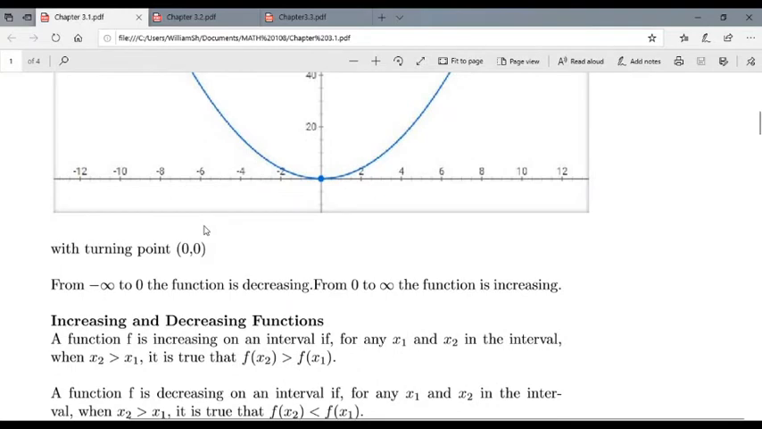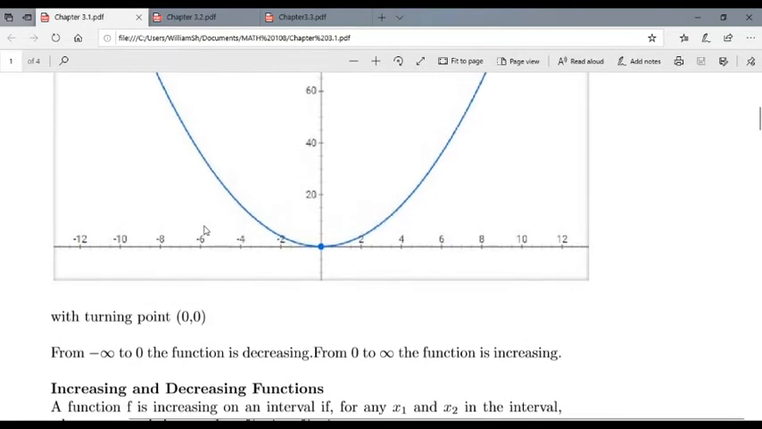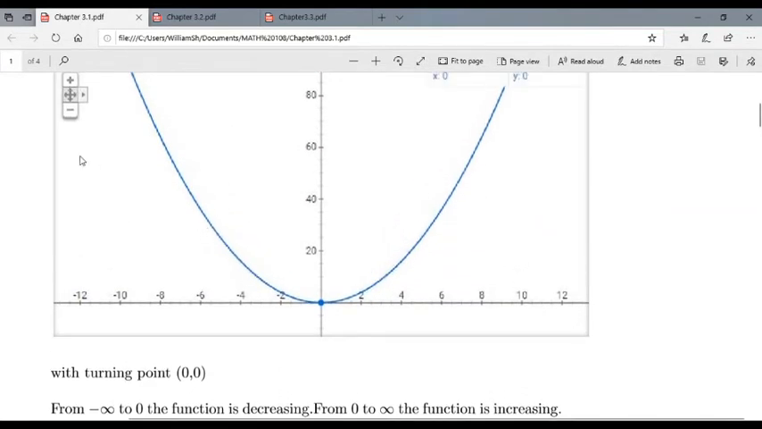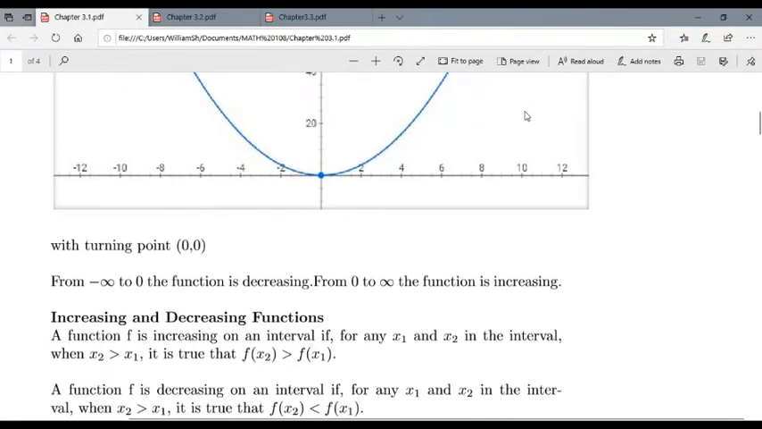From negative infinity to 0, the function decreases. From 0 to infinity, it increases. So starting this way and going this way until you get to 0, the function is going down, so it's decreasing. Now starting at 0 and going up, or going to the right, it increases. Okay, pretty easy to see from the graph.